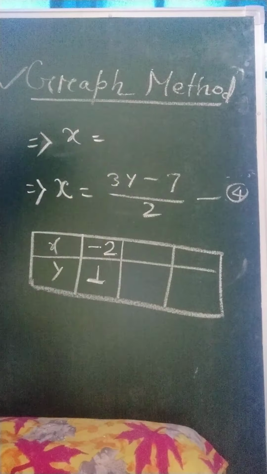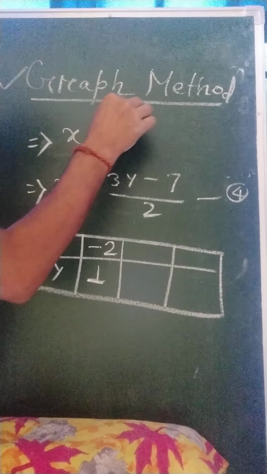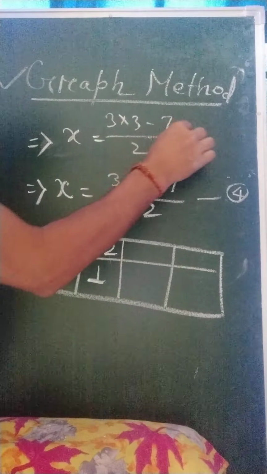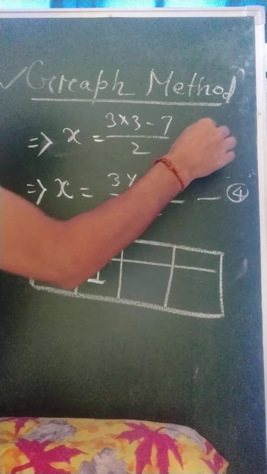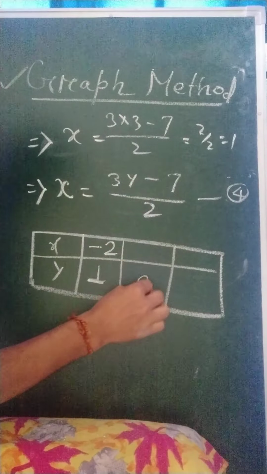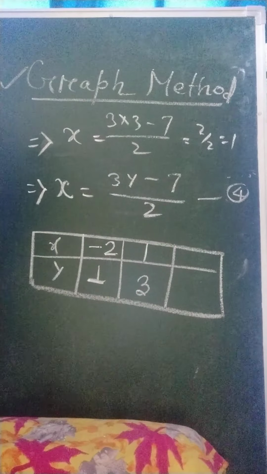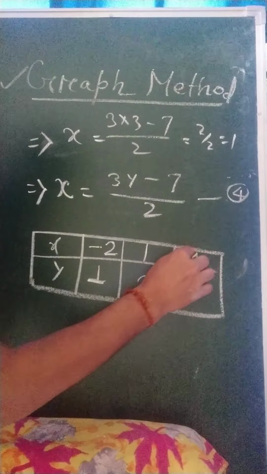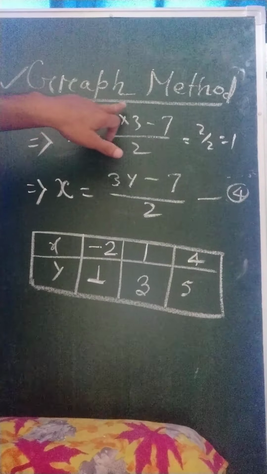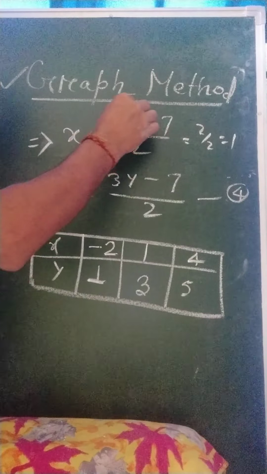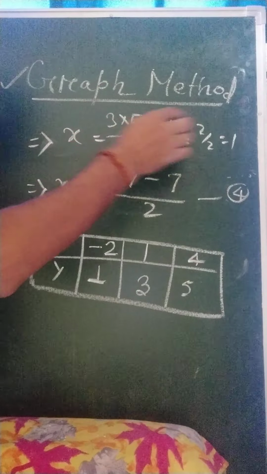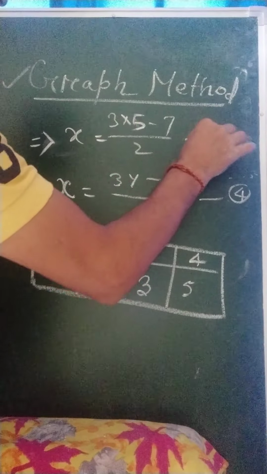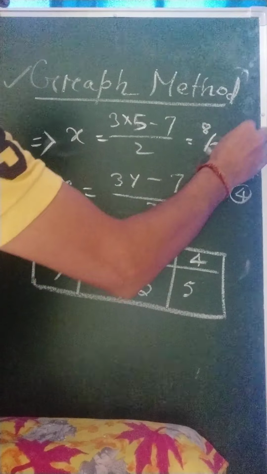I will get the value of y, for x equal to 3: 3 into 3 minus 7 by 2. That means 9 minus 7 by 2, which is 2 by 2, equal to 1. So when x is 3, y is equal to 1. Similarly, we can find the value of y for x as 5. If I plot the x, y value for 5, look at here what will happen. 5 3s are 15 minus 7, that means it is 8 by 2, which is equal to 4.